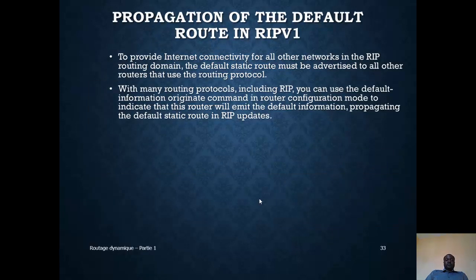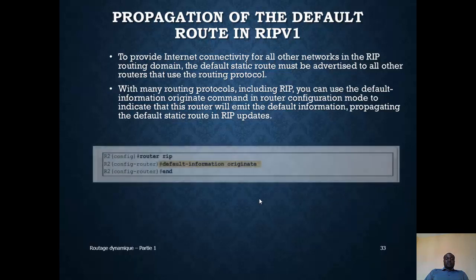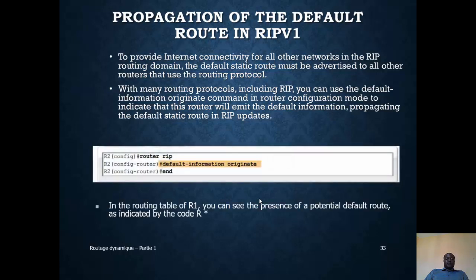And now the propagation of the default route in RIP version 1. To provide internet connectivity for all networks in the RIP routing domain, the default static route must be advertised to other routers that use the routing protocol. With many routing protocols, including RIP, you can use the default-information originate command in router configuration mode, and you use this command. In the routing table, you can see the presence of a potential default route that is indicated by the code R.